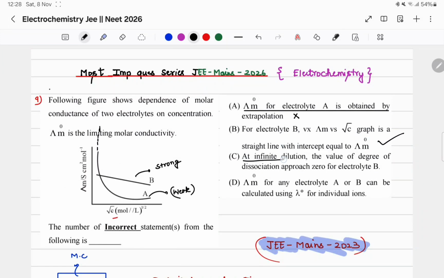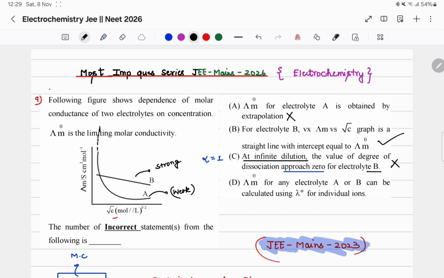See, at infinite dilution. Infinite dilution means what? जब तुम बहुत ज़्यादा water add कर रहे हो, किस electrolyte के लिए पूछा? Electrolyte B is what? Strong electrolyte, right? They are telling कि when you are adding a large amount of water, value of degree of dissociation approach 0. तो जो ions होंगे वो और ionize होंगे, तो alpha की value तो क्या हो जानी चाहिए? Alpha value will become 1. और वो क्या बोल रहा है कि approach is 0. So definitely this C statement is definitely wrong.